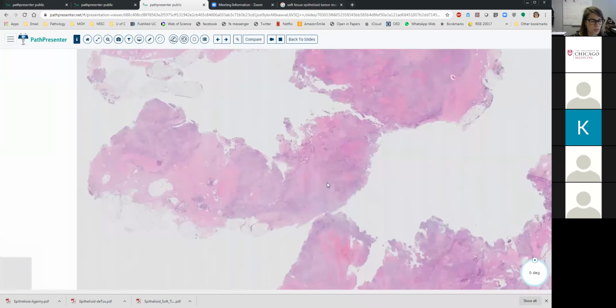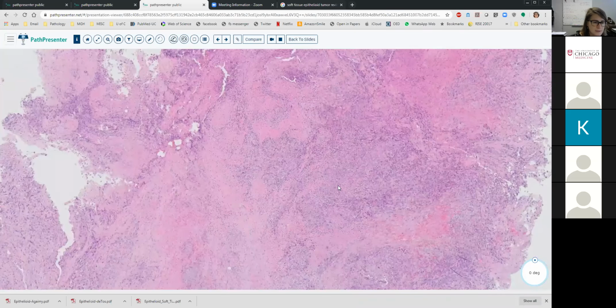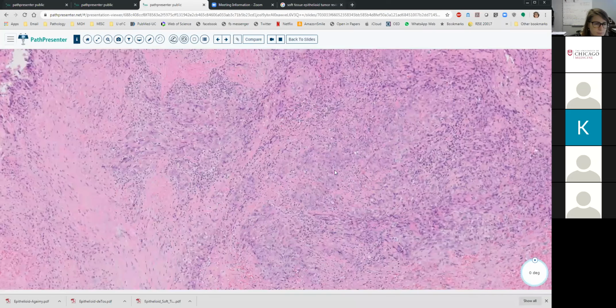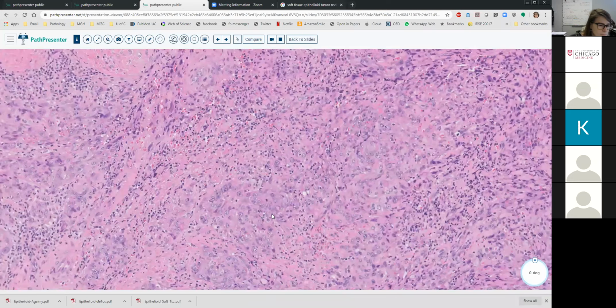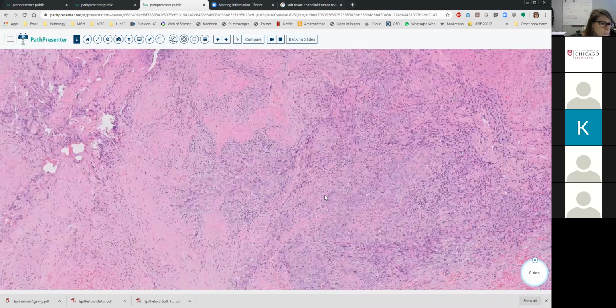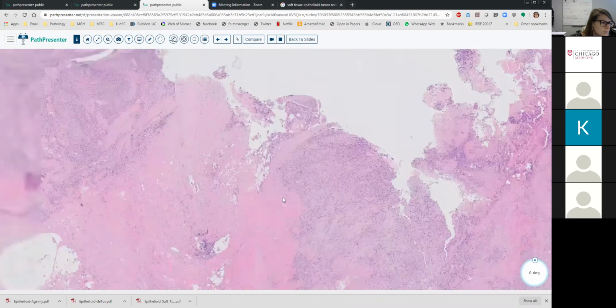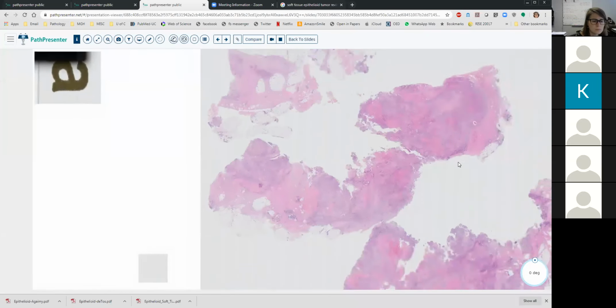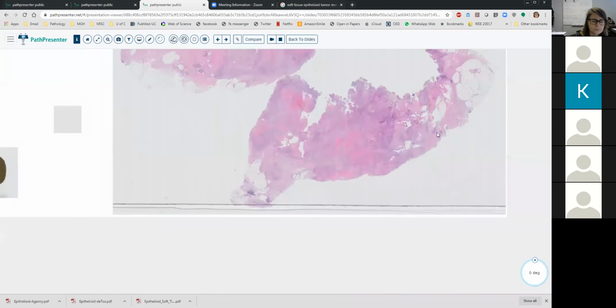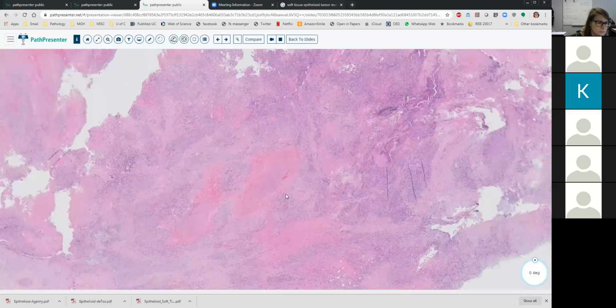All right. Another fragmented biopsy. I guess I can describe this one. So, I'm not sure about location.